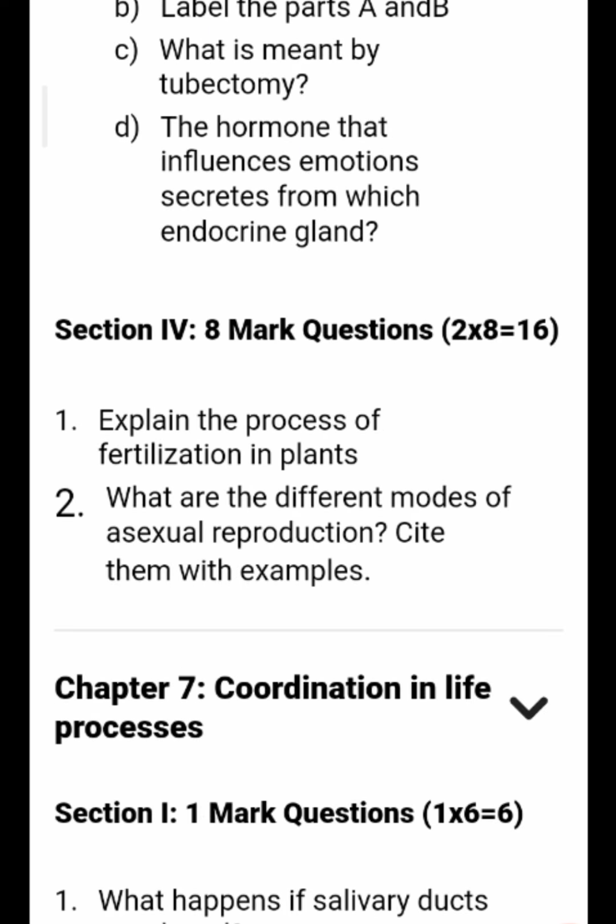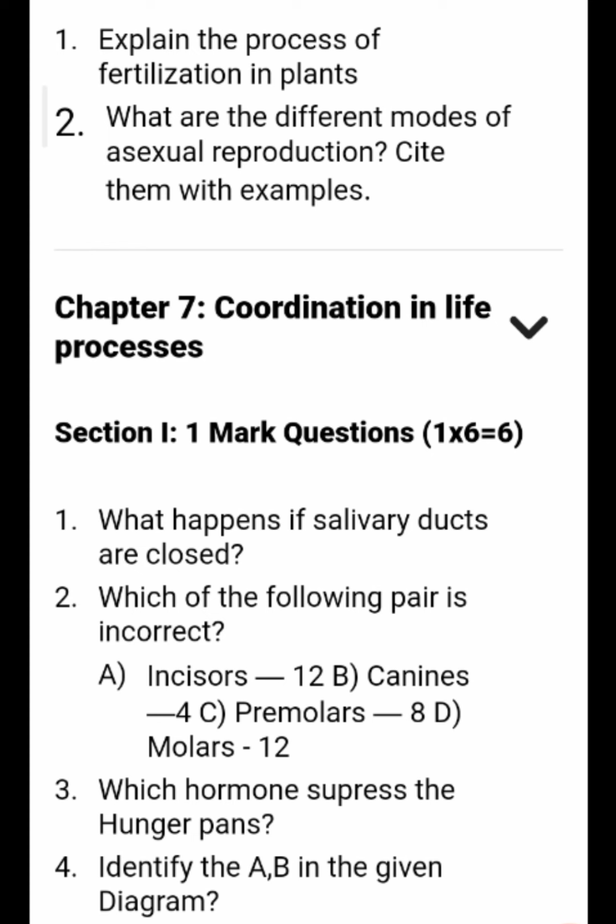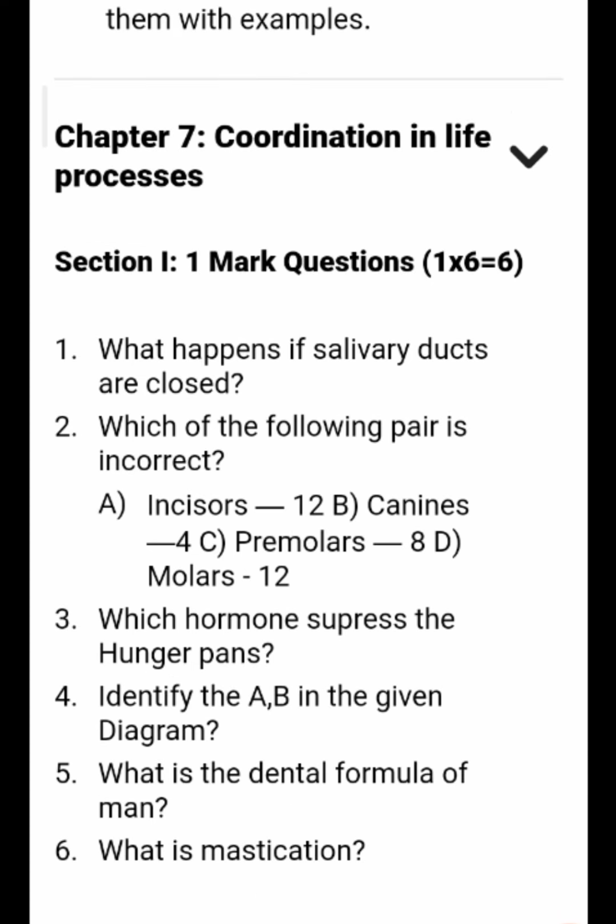Next, 8 marks questions. Explain the process of fertilization in plants. What are the different modes of asexual reproduction? Cite them with examples. Next, chapter 7, coordination in life processes.